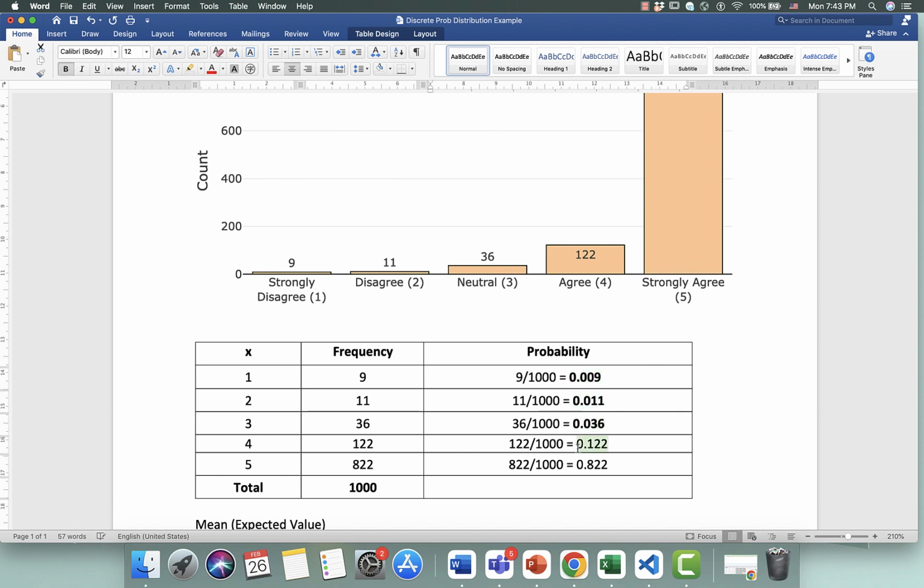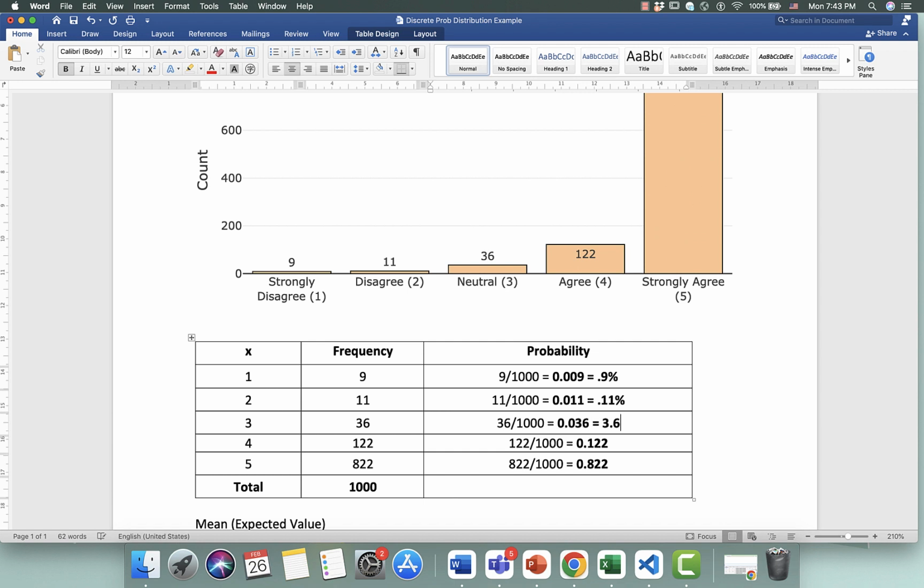And we want to pause and make sure we can interpret what we're saying. Let's start with the first row. We can say that there is a 0.009 chance that a person would respond 1, that they strongly disagree. And we can write these as percentages as well. So this would be 0.9%. This is 1.1%. This is now 3.6%. This is 12.2%. And this is 82.2%. And if we add up all of these percentages, we're going to get 100%.